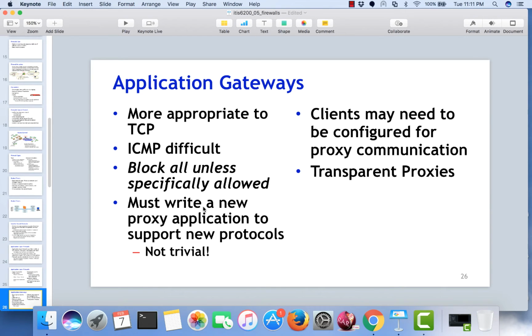So let's talk about some application gateways. More appropriate for TCP. It blocks all unless specifically allowed. This is something we talked about as far as blacklisting and whitelisting. Now, the ideal situation is to whitelist these things, which basically means you block everything, and then when there is communication that needs to be configured, you add that IP address, that communication, to that gateway to allow that through. Block everything else out.